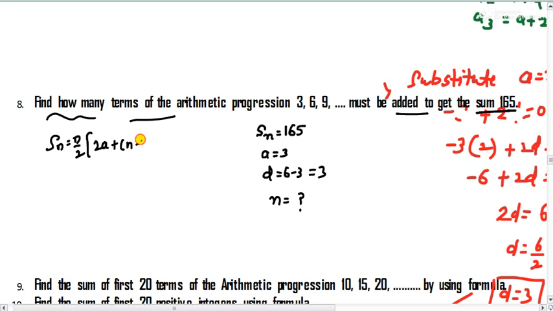Yeah, if you use the Sn formula, all the data is there. In place of Sn, you just write 165. Only n you need to find. So either you will get the answer directly, or you will get it in the form of a quadratic equation which you need to solve. Okay.